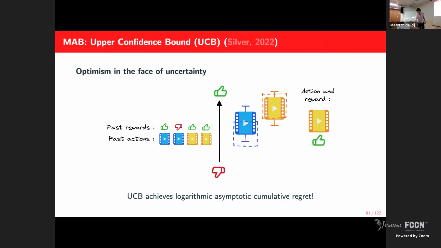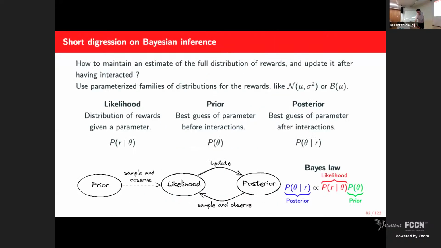Okay, now we will go to a natural idea after seeing that. We have a confidence interval, but why not actually keep in your system memory the full distribution of expected rewards. And to do that, we have to talk a little bit about Bayesian inference. I'm sure most of you are familiar with it, but let's just recall it. How can we maintain an estimate of the full distribution of rewards, and more importantly, how can we update it after we have interacted with the user.